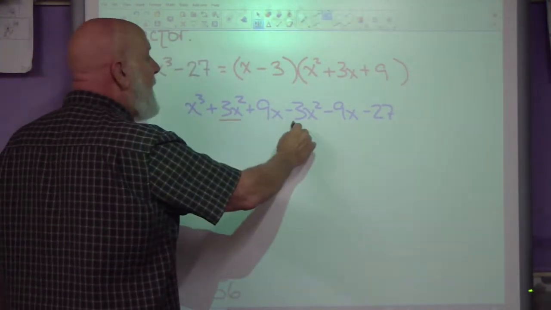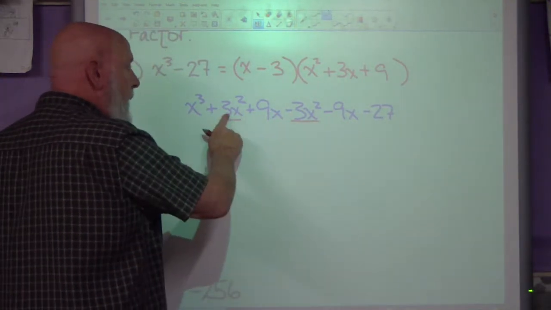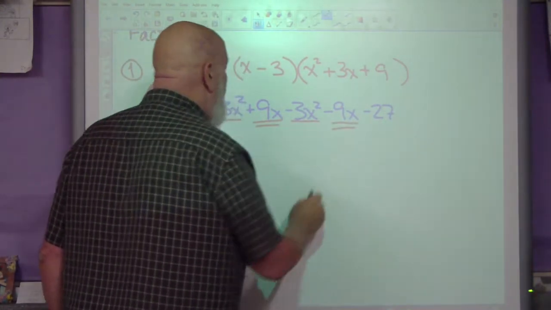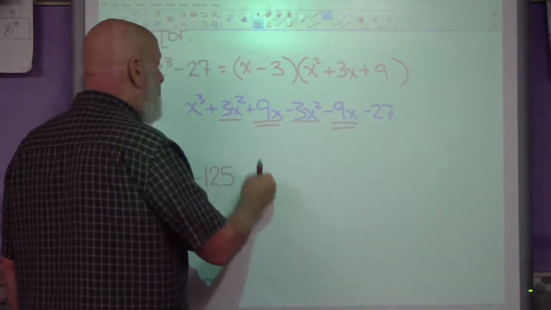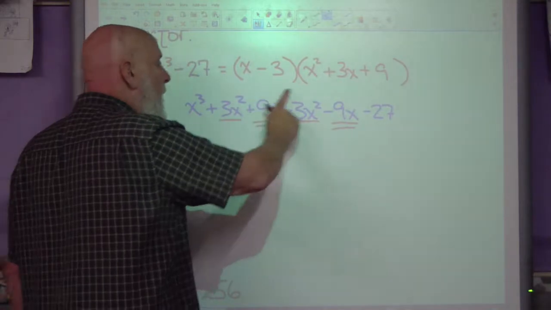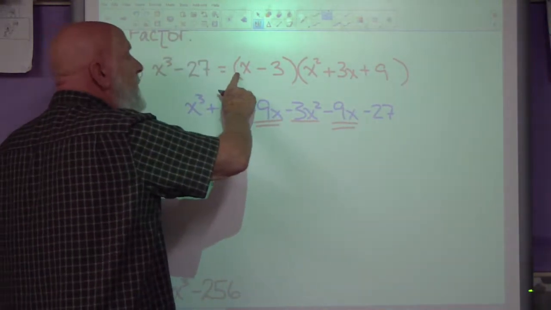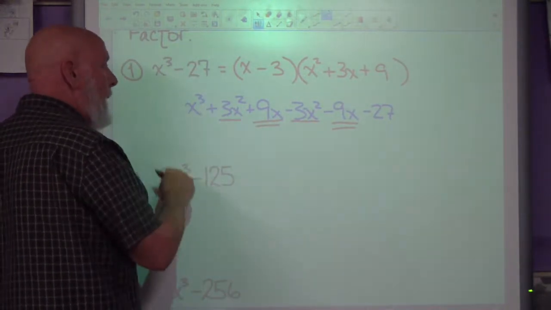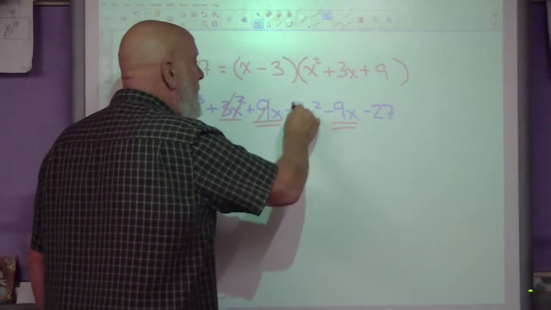that this and this subtract out. 3x squared minus 3x squared is 0. This and this subtract out. 9x minus 9x is 0. So what I wind up with is x cubed minus 27. I'm just demonstrating that if I multiply these two together, I do get x cubed minus 27. All of these turn into zeros.